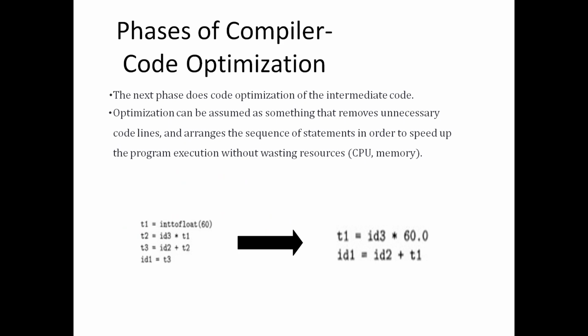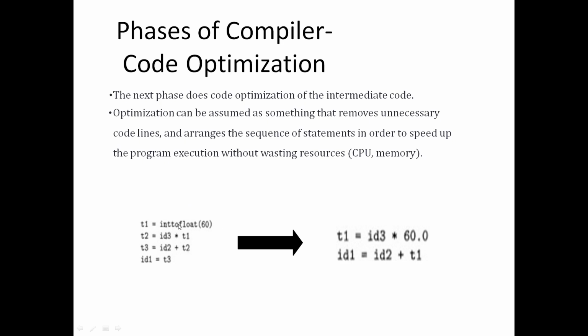And the fifth phase is code optimization. What is the purpose of code optimization? We can remove some unnecessary code lines and arrange the sequence of statements in order to speed up the program execution without wasting any resources. Previously, in intermediate code generation we generated 4 statements. Those 4 statements are reduced into 2 statements.